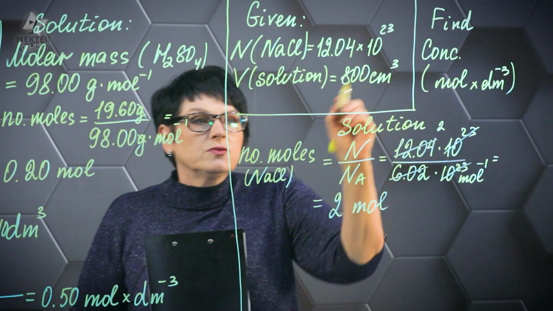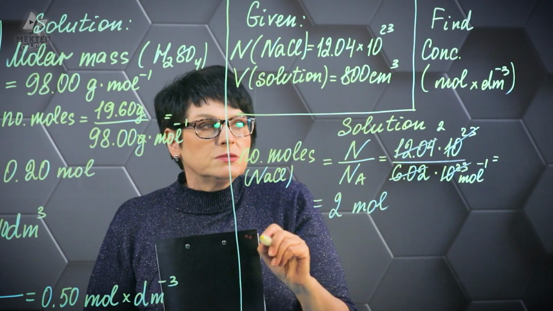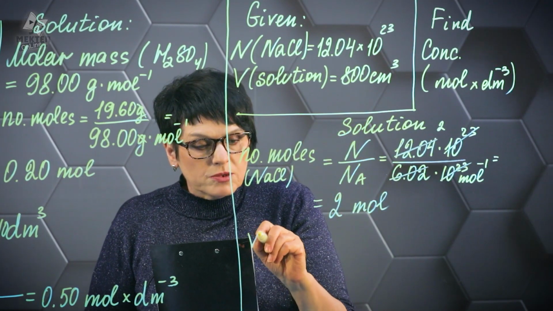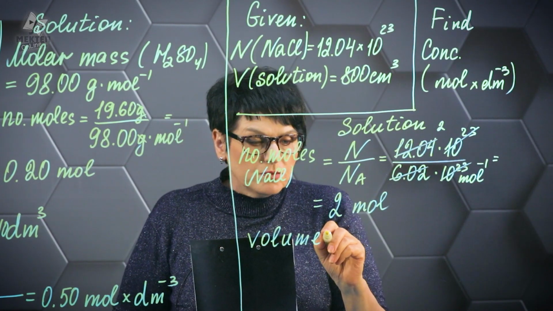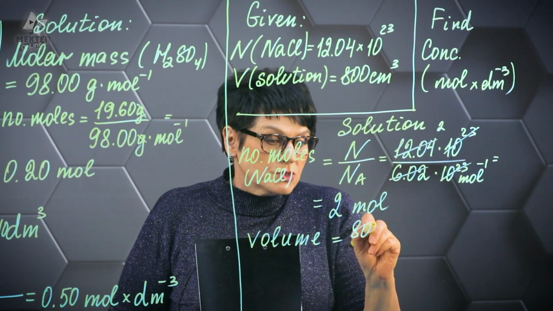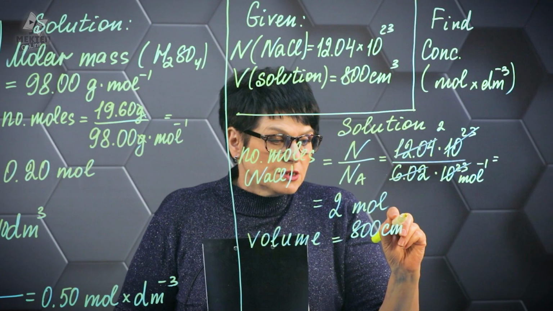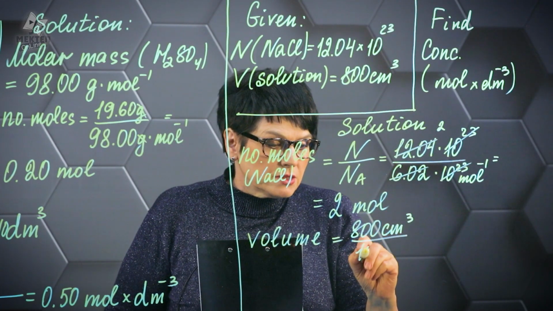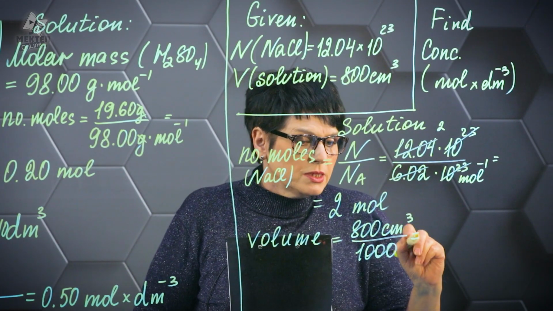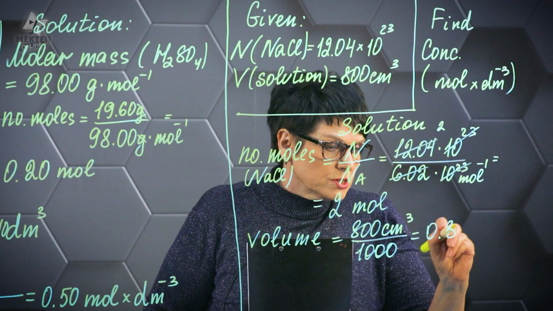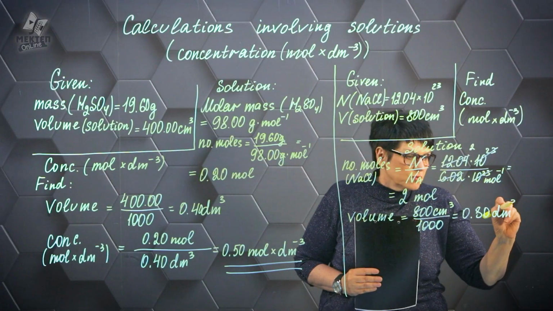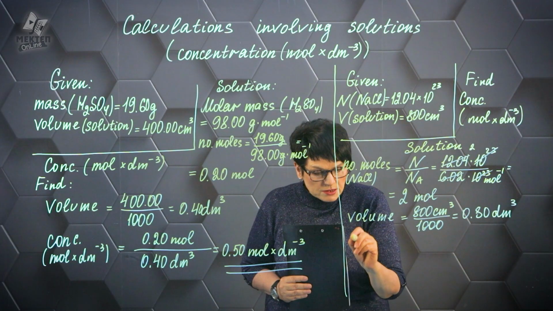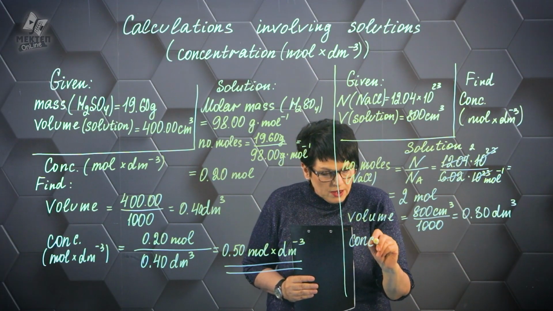Now let's see what the volume is given in. The volume is given in centimeters cubed. Then we can necessarily translate the volume, for this 800 centimeters cubic, we divide it by 1,000. And then we get 0.8 decimeters cubic. Now it shouldn't be too difficult to find the concentration.